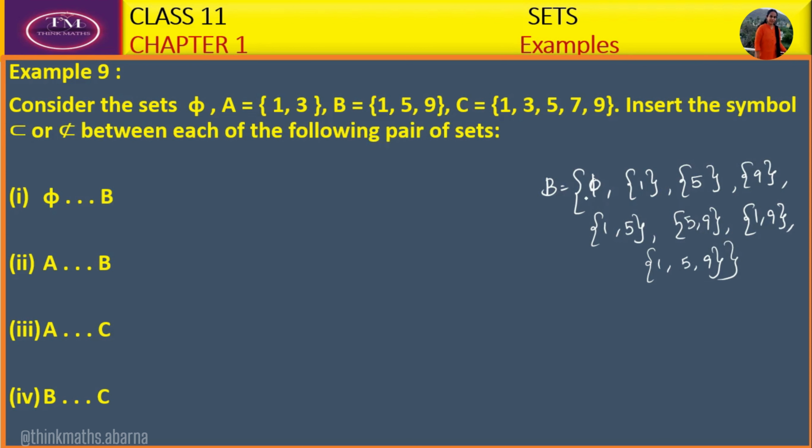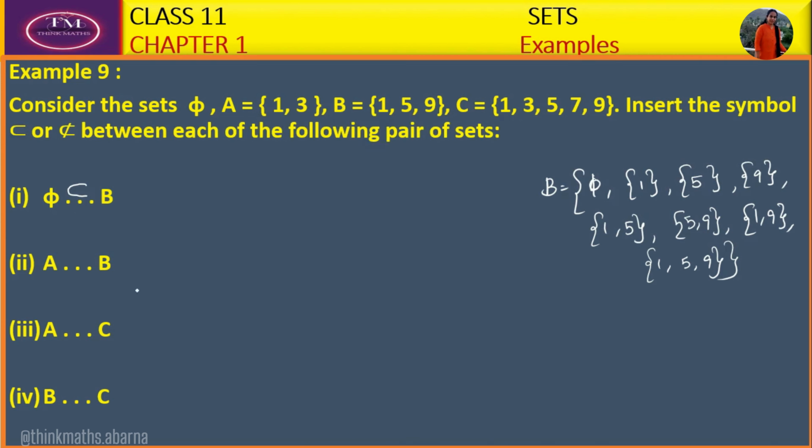In this list, the null set is in B, so phi is a subset of B. That is, the empty set is a subset of every set. There is no need to check it. The empty set will always be a subset of every set.